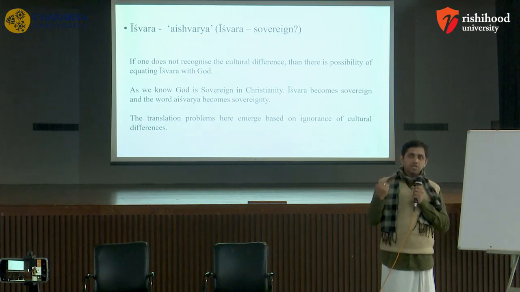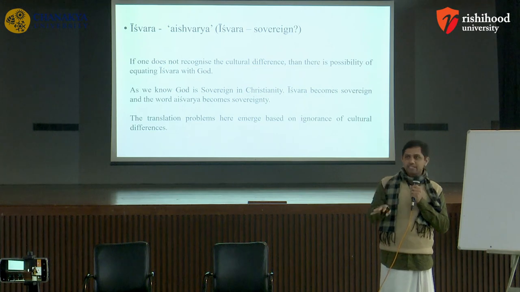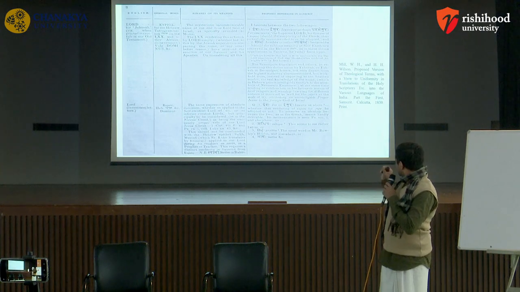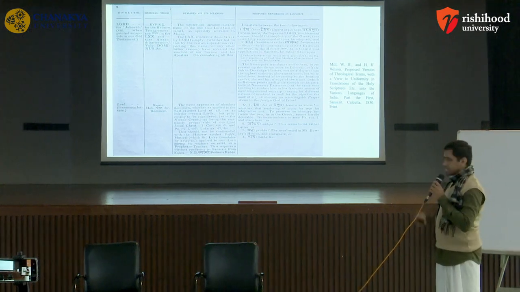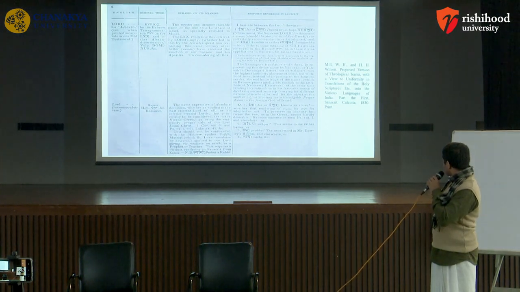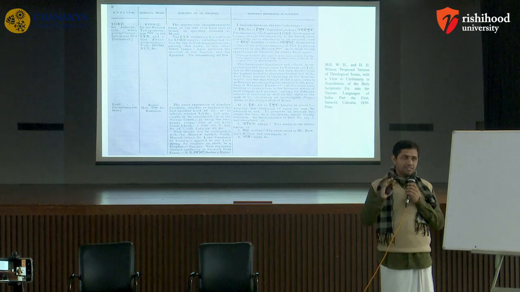But when Europeans, because Shama Shastri translated it into English, there was already discussion, already there were dictionaries written, and I will show an example. See, this is Mills and H. Wilson. They wrote this dictionary. It was around 1830. So this was written, a proposed version of theological terms with a view to uniformity in translation of Holy Scripture, etc., into various languages of India. So they thought Sanskrit would be very useful to translate the Bible into various Indian languages.